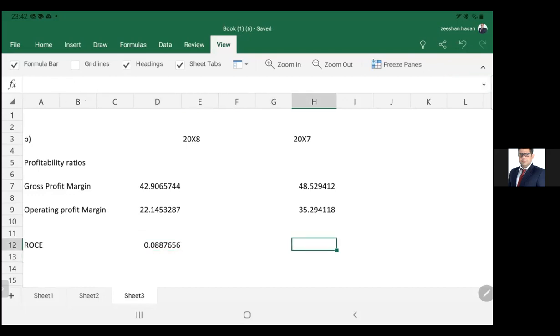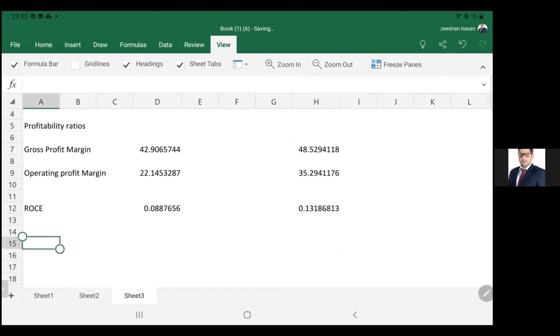Let us do it for 20X7 as well. It is equal to 96 million divided by 578, to which we will add 150 million, the non-current liabilities, in brackets. We'll get 13.18. You can say 13.2%. Right, so far so good. We have computed two ratios. Now we will compute our liquidity ratios, that is current ratio and gearing ratio.